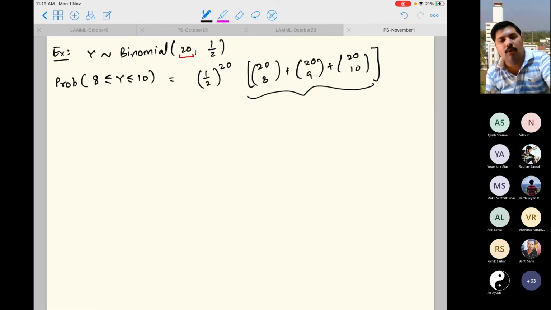So now what am I going to do? I am going to take help of the central limit theorem. So how will I take help of the central limit theorem?